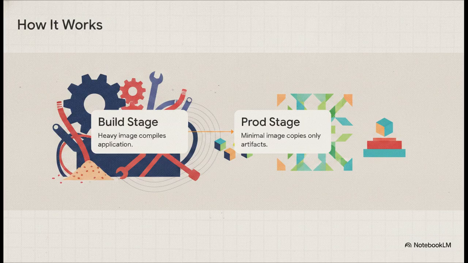Step 2 is the production stage. Here, you spin up a tiny, minimal image, like Alpine, Distroless, or even Scratch, and you only copy over the finished compiled artifacts. Think of it like separating a messy, sawdust-covered workshop from a pristine, clean showroom.